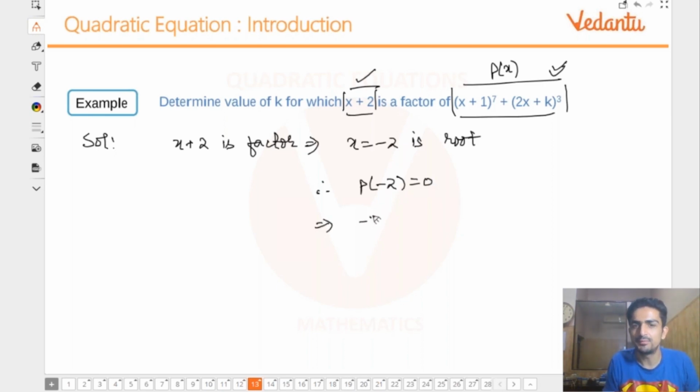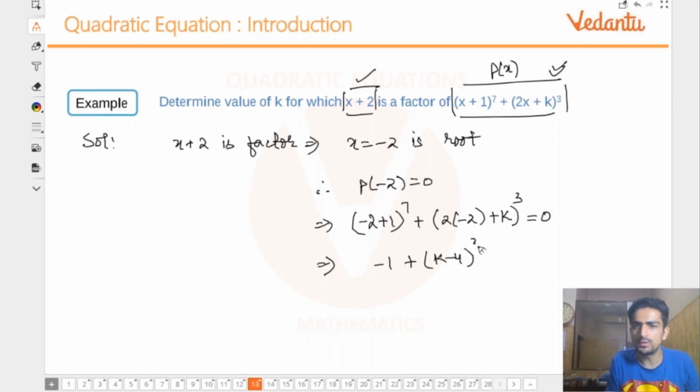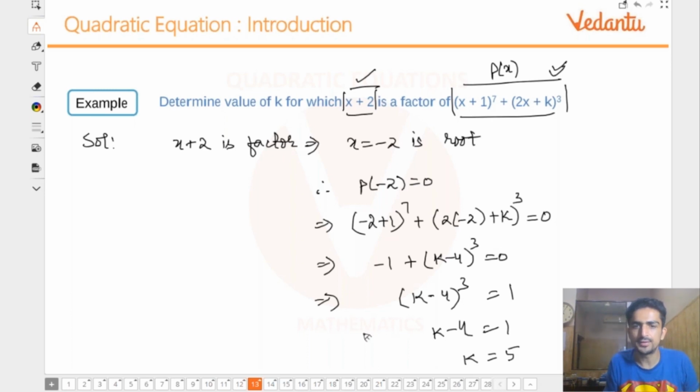So it implies (-2 plus 1) raised to power 7, plus (2 into -2 plus k) whole cube equal to 0. So that is -1 plus (k minus 4) whole cube equal to 0. So from here we get, let me just do this complete, (k minus 4) cube equal to 1. So k minus 4 equal to 1, so k equal to 5. Just have a look. Take 30 seconds. Just ask me if you have any doubt, because next question you have to do.